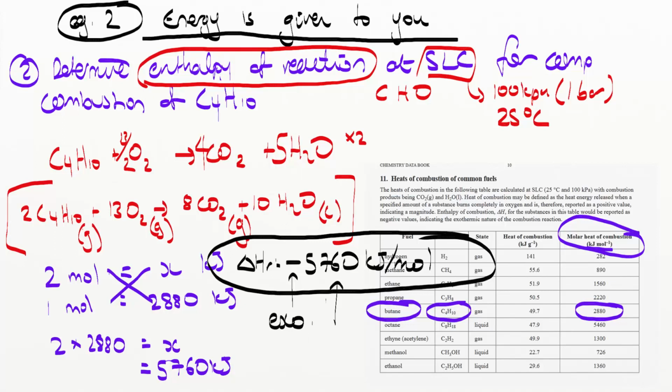Why is it 5,760 and not 2,880? Because enthalpy of reaction refers to the number of moles in the correctly balanced equation reacting. So since there's a 2 in the correctly balanced equation, it talks about 2 moles of butane reacting.